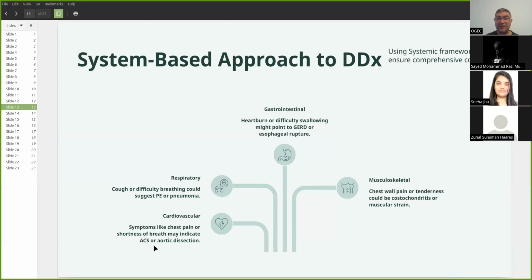So the most dangerous ones, the life-threatening ones, are the most important that we have to think about. These are the must not miss diagnoses. Other diagnoses can be pericarditis, myocarditis, but we have to think about the most serious ones first, then the common ones, then the rare ones. In the respiratory system, the patient may have cough, difficulty breathing, which can suggest pulmonary embolism, pneumonia, pneumothorax, pleuritis.